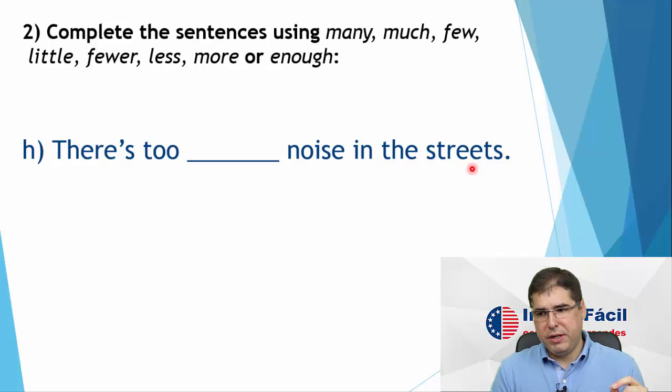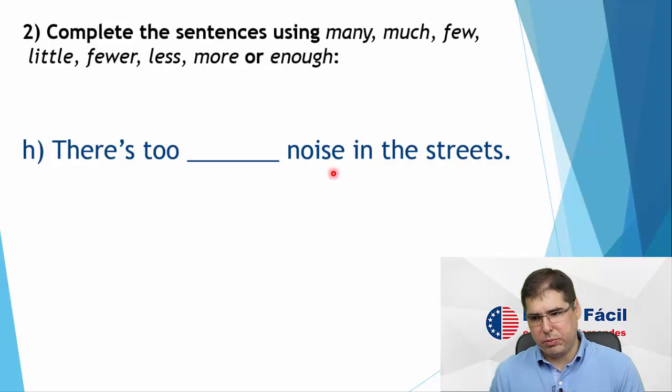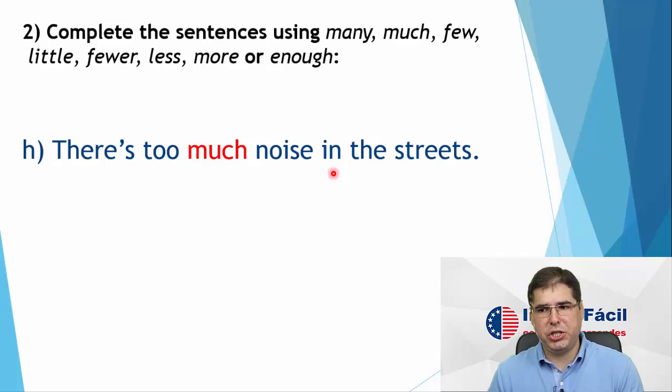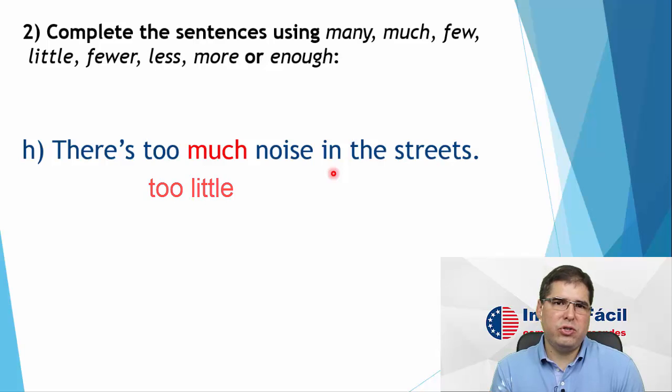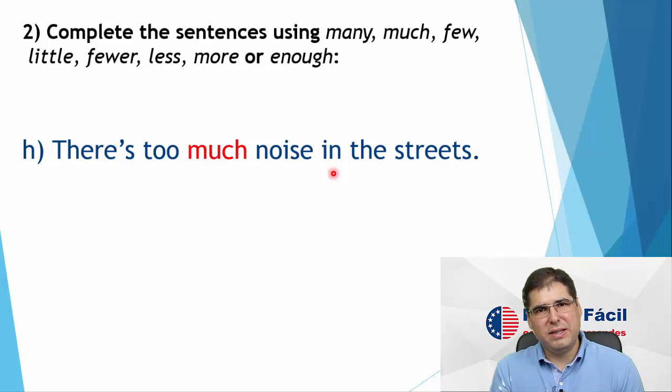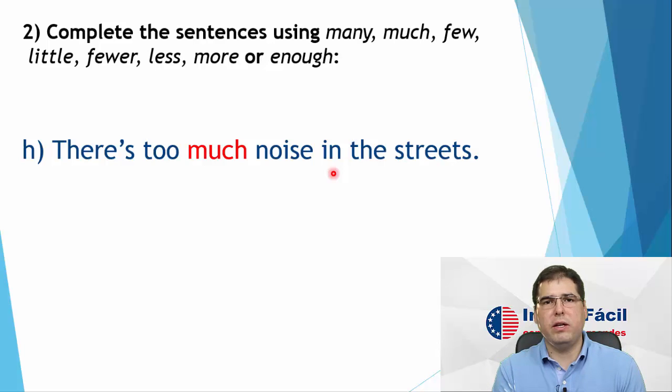Letter H. There's too noise in the streets, okay? Noise, is it countable or uncountable? Uncountable. So we say there's too much noise in the streets. Is it possible to say too little? It's possible, grammatically correct. But not the idea, right? To say there's too little noise in the streets doesn't make much sense, right? It would be a good thing, too little noise, right? So we use too much noise to stress that this is a problem, okay?